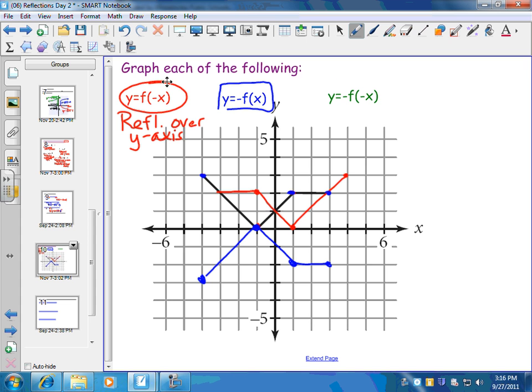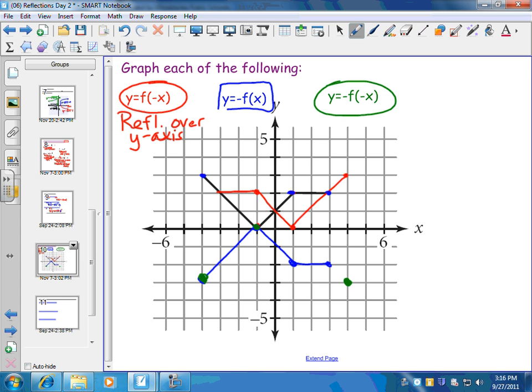Last one, the green one, it's been reflected twice. It doesn't matter what order you do the reflections in, as long as you get them all in. So what I'm going to do is, I already reflected this blue graph over the x-axis. I'm going to take and reflect it over the y-axis. So now this point on the blue graph, to make my green graph, is going to go all the way on the other side.